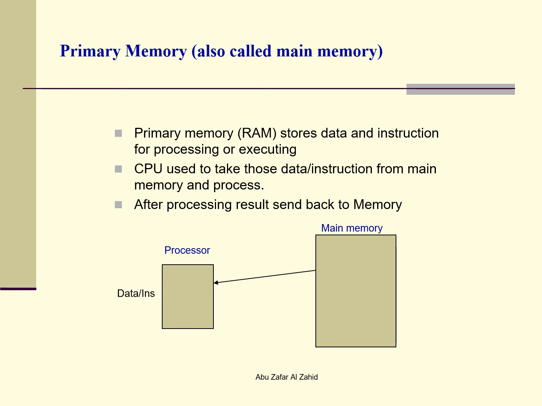Primary memory is also called main memory. Primary memory, which is RAM, basically stores data and information for processing or executing. When we process or execute any program, the information related to that process or program is stored in the main memory or our RAM. The CPU uses this information from main memory. After processing, the result is sent back to the main memory.